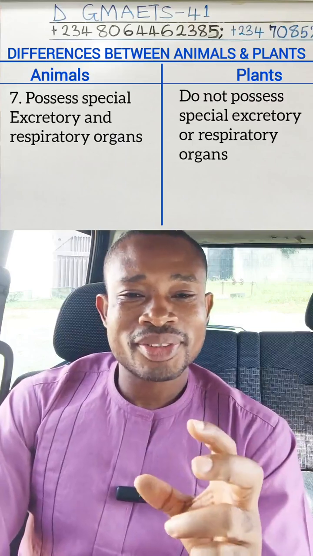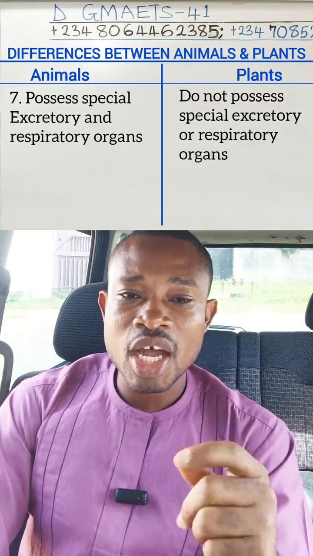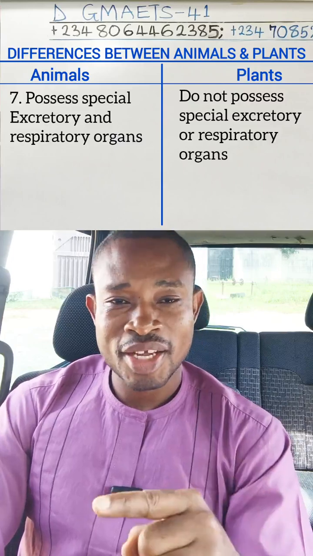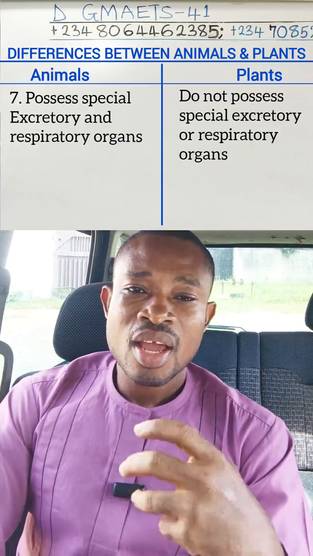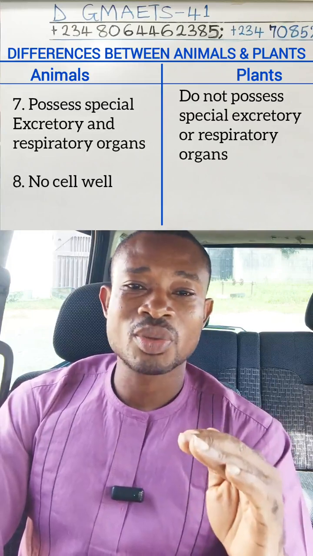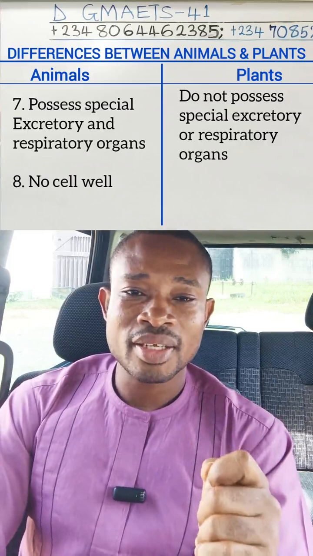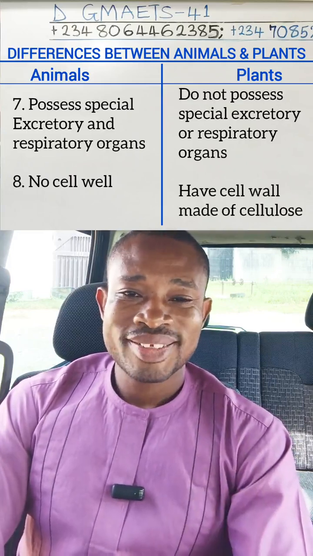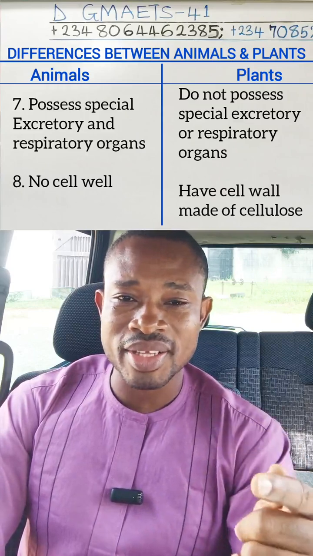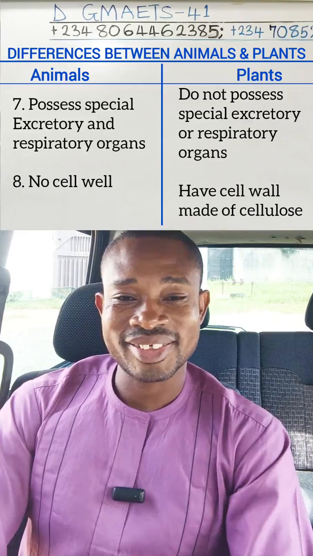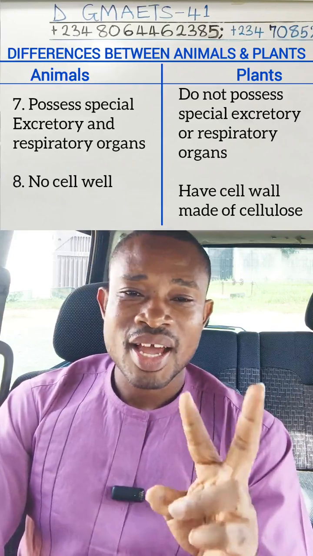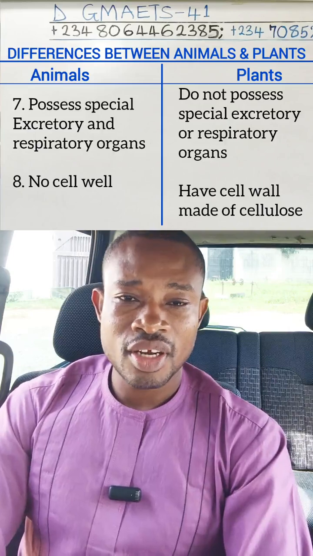Now I want to talk about one part of a cell called the cell wall. We can use that also to differentiate between animals and plants. Animals do not have cell wall. What about plants? Plants possess cell wall. That is why you could always hear something like cellulose cell wall. When you hear about that, it generally applies to plants. That is another difference between animals and plants as the two classifications of living things.